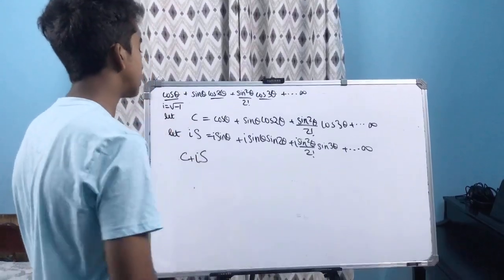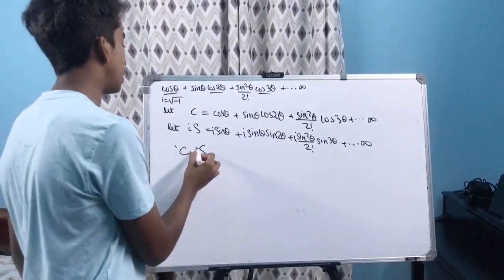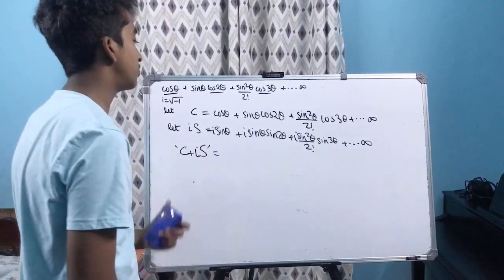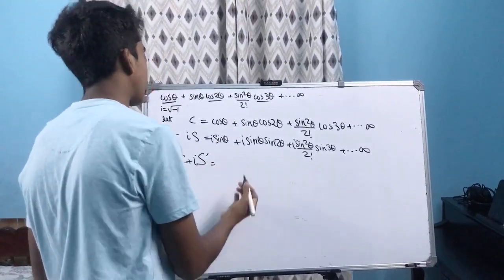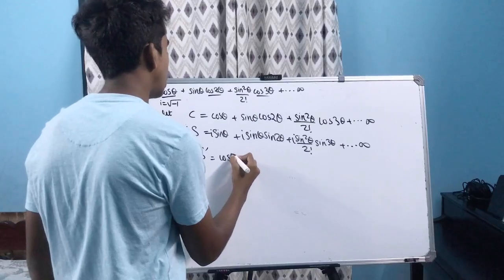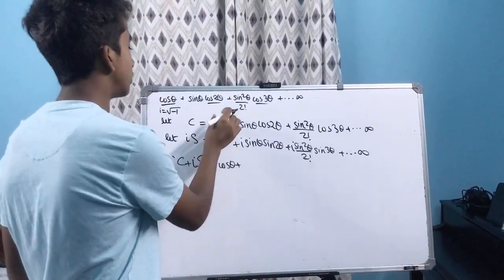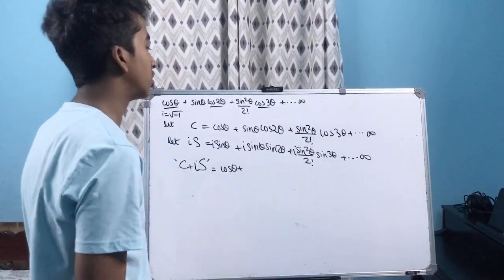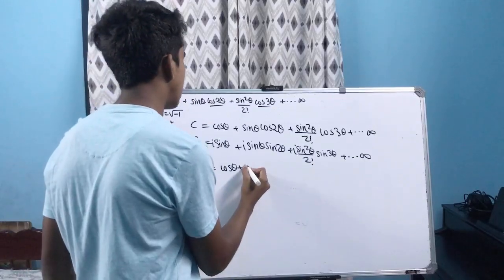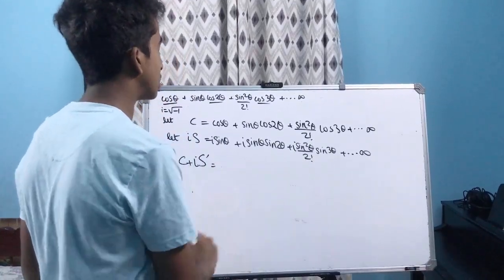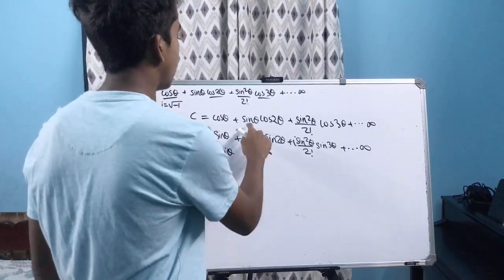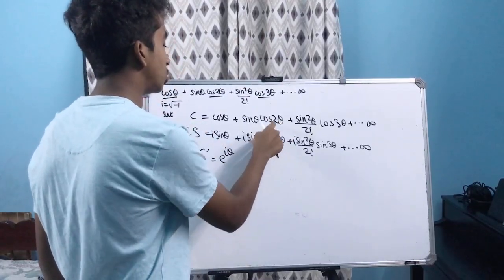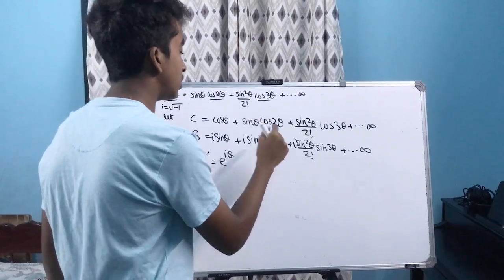So C plus iS. This is where the method gets its name from. So these types of series are called C plus iS series, and it's called the C plus iS method. So here, C plus iS, add each corresponding term: cos theta plus i sin theta, and since from Euler's identity we know that this is actually e raised to i theta. And here sin theta cos 2 theta plus i sin theta sin 2 theta.